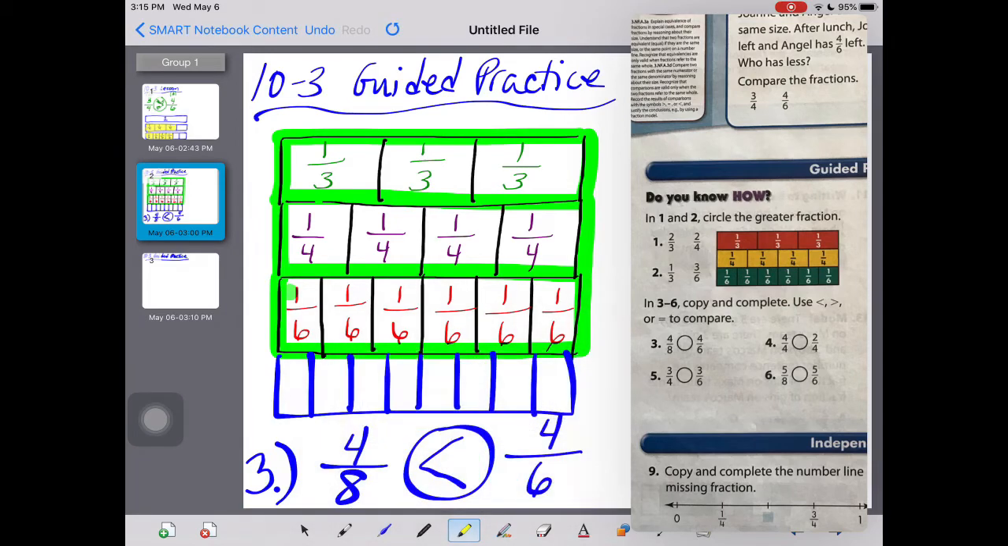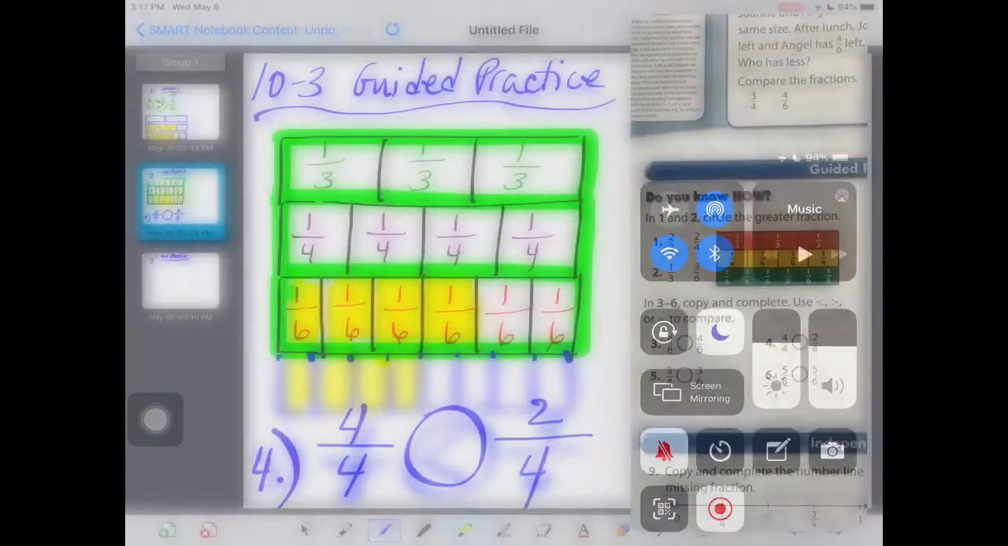And if we want to go ahead and count, we have 1/8, 2/8, 3/8, 4/8. Compared to 4/6, 1/6, 2/6, 3/6, 4/6. Look at the difference. 4/6 is definitely larger than 4/8.